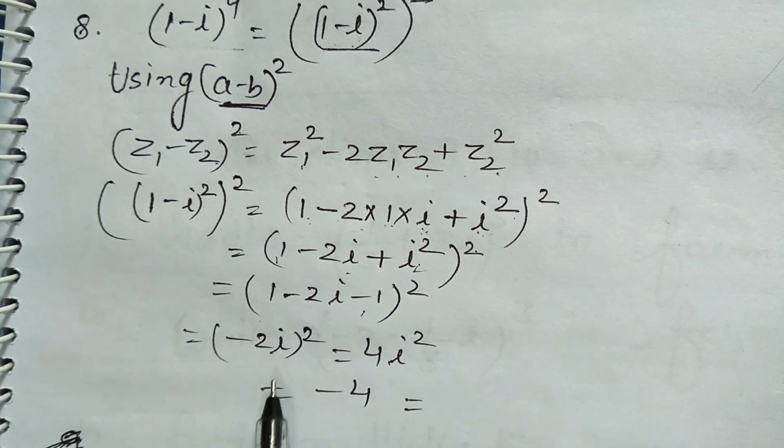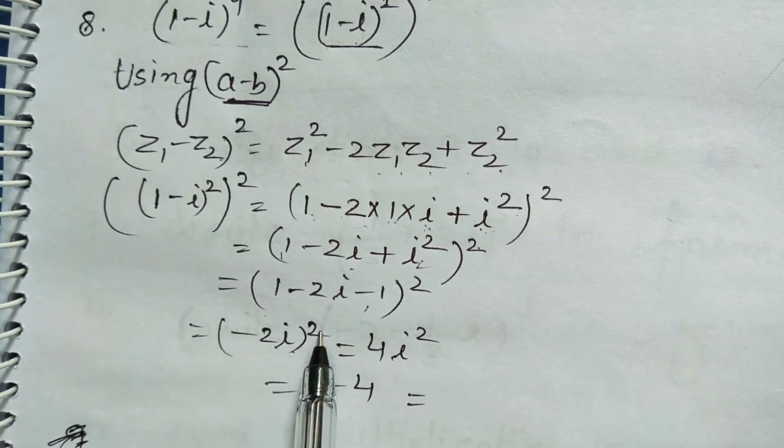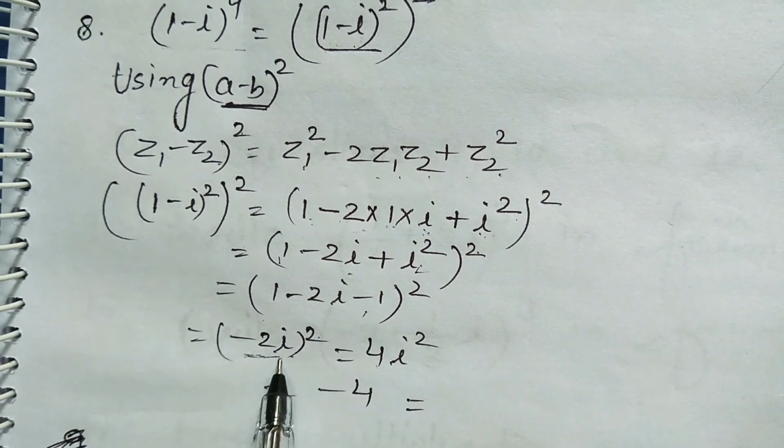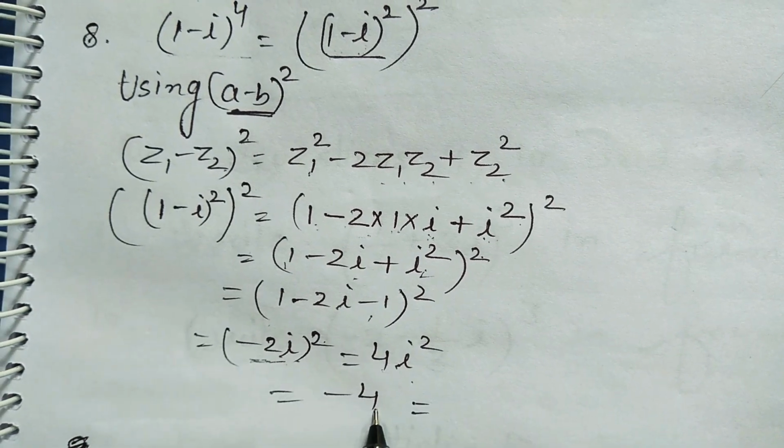So 1 cancels with 1. What will come? Minus 2 iota, whole square. We know that minus 2 square is 4 and iota square is minus 1, so it will be minus 4.